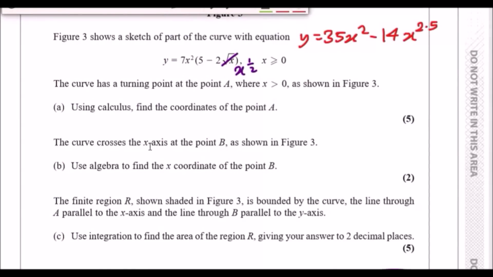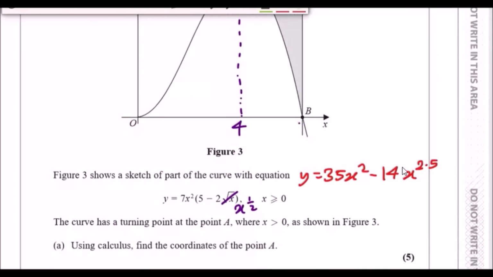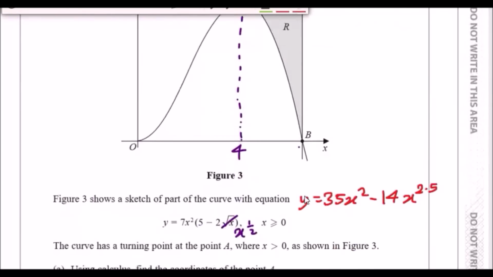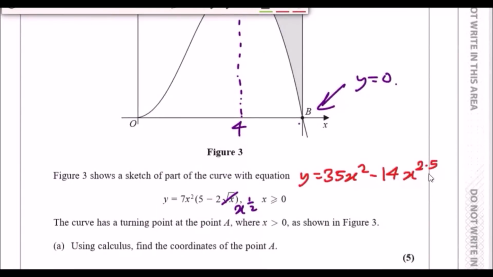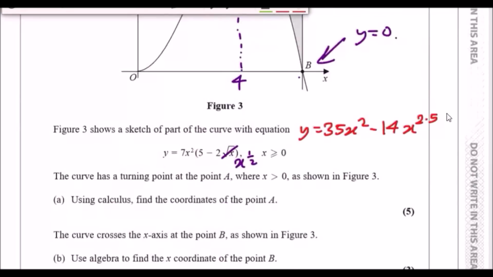The curve crosses the x-axis at the point B. So like I said, this paper is easy. This question is easy. If it crosses the x-axis at point B, this means that it has a y value of 0, which is kind of clear because it's on the ground. So now you just plug in y equals 0 to this equation here, and then you solve for x.